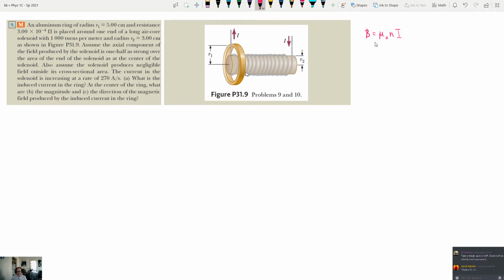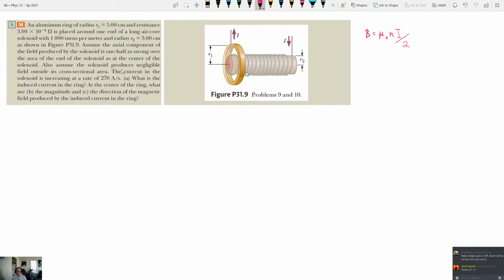So in this case, the magnetic field that we're going to use, it's saying that over the end cap right here, this magnetic field has half of that value. So we're just going to divide this by 2. That's going to be our magnetic field in this problem, because it says 1/2 as strong.